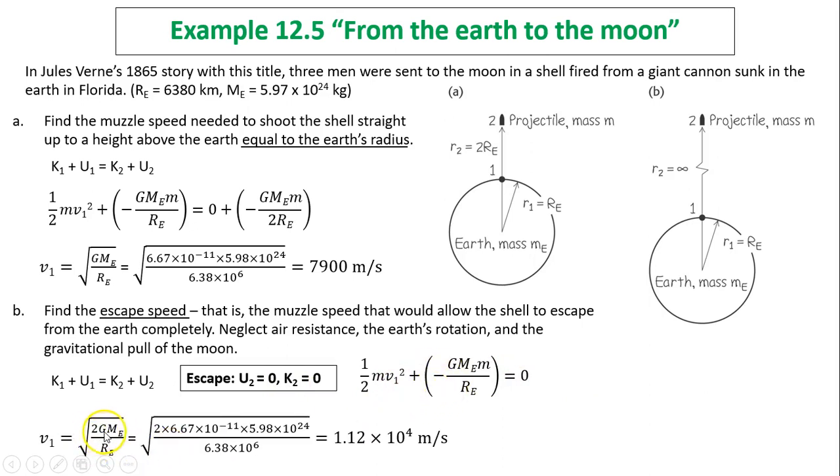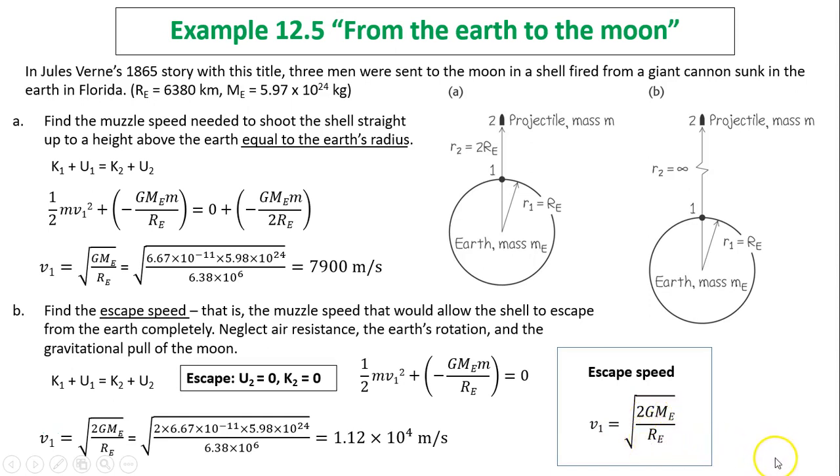That becomes the square root of 2 times G times M_E over R_E. It's the square root of 2 times that earlier speed. That gives you 1.12 times 10 to the 4 meters per second. So this is called the escape speed, the square root of 2 G M_E over R_E. It doesn't matter what the mass is of the object you are trying to escape, so it has nothing to do with the mass of the escaping object. Anything escaping has the same velocity. 2 times G is constant, the mass of the Earth is constant, and the radius of Earth is constant. All objects have the same escape speed.